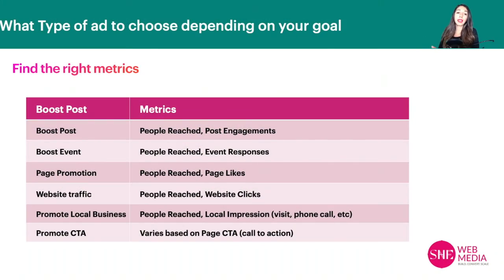When it tells you the number of people reached, it means how many people actually saw your ads. Not necessarily ads, saw your post. That's the reach you want. That's the important number. And then your KPI is, for example, if it's a boost post, it's post engagement.